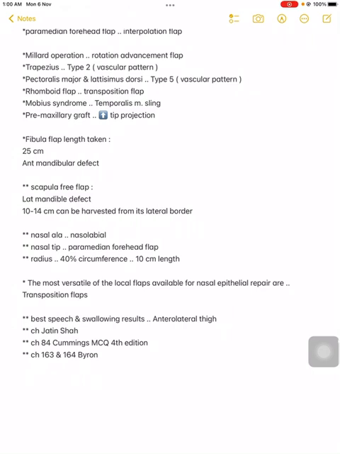I finished the notes, and in addition to these notes, to cover the subject of flaps fully, you can go back to the chapter on plastic and reconstructive surgery in Jatin Shah, chapter 84 in Cummings 4th edition, and chapters 163 and 164 in Byron. I hope that everything is understandable. Thank you very much.